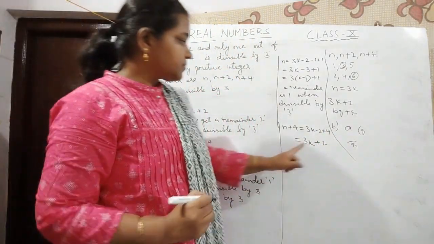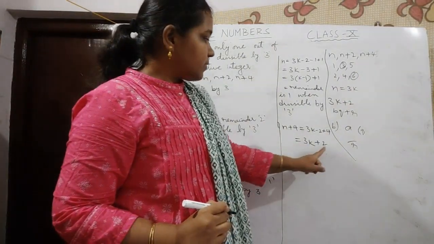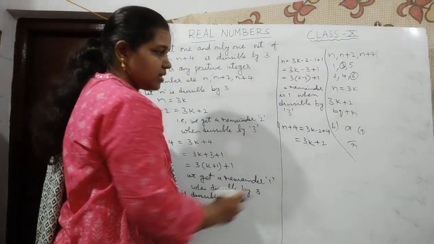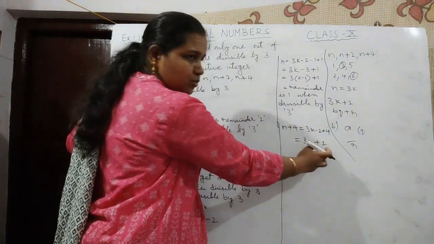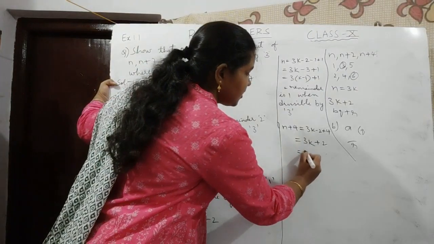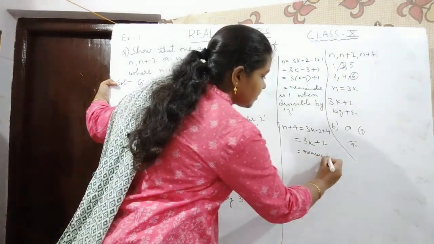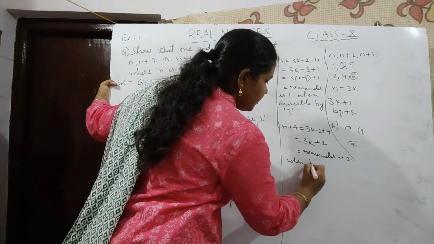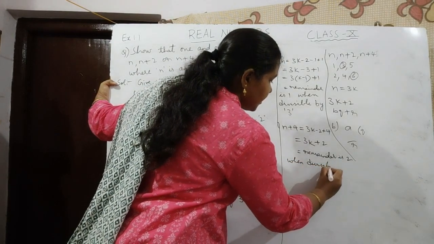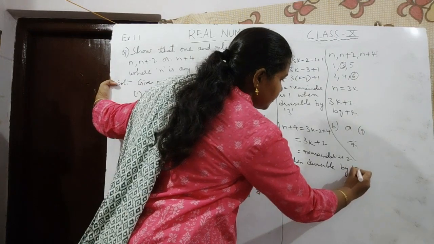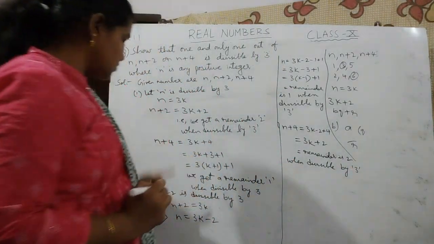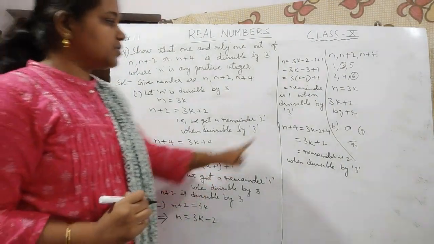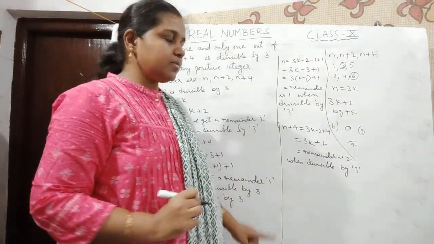Now, if you observe clearly, this is in the form of bk plus r. Here, the remainder is plus 2, which means the remainder is 2 when divisible by 3. So in the second case also we see that if n plus 2 is divisible by 3, then n is not divisible, and n plus 4 is also not divisible.